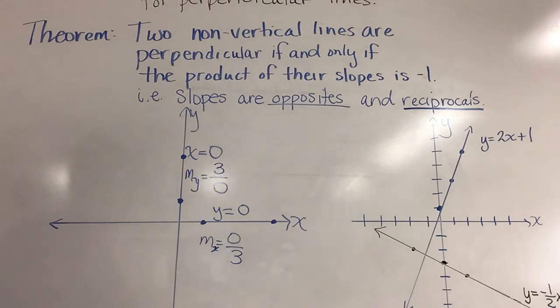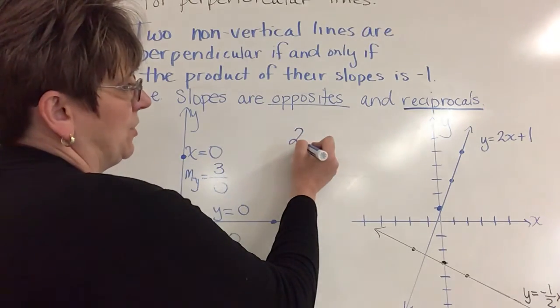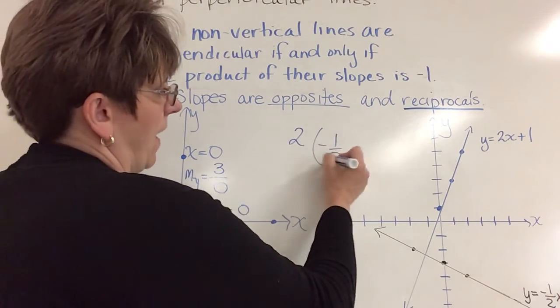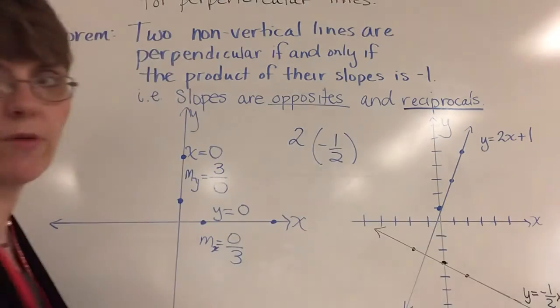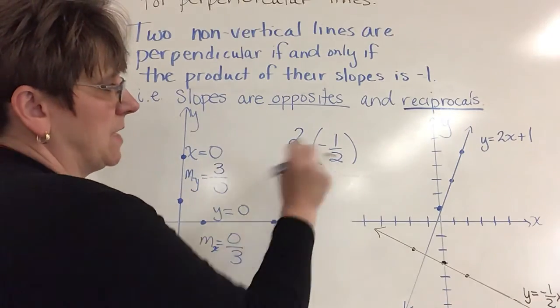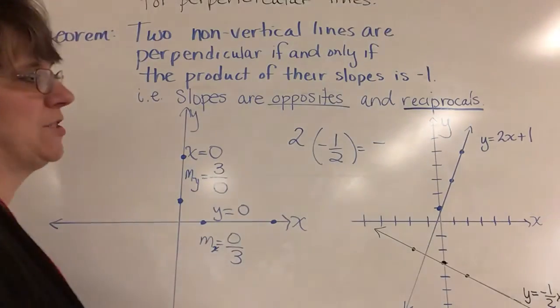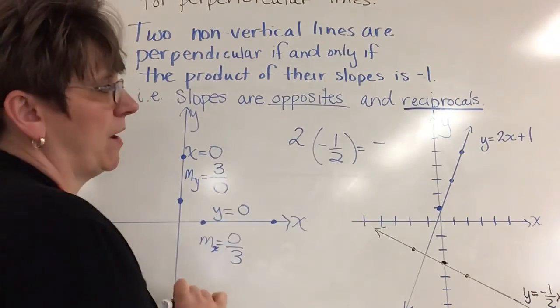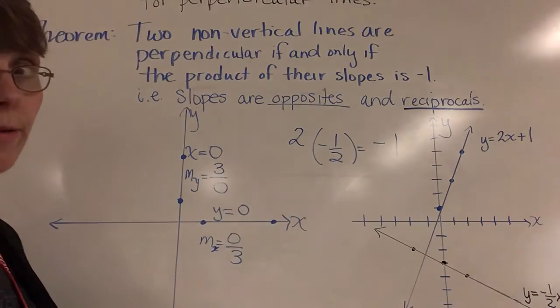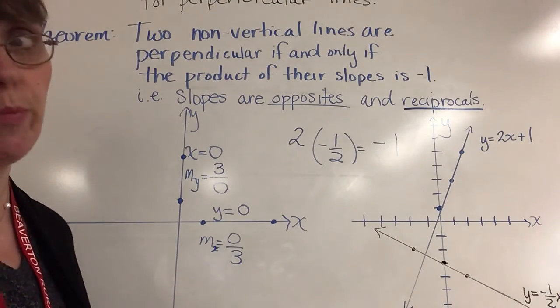In other words, slopes are going to have to be opposites and they're going to have to be reciprocals. The -1 part, watch what happens when I multiply 2 by -1/2. Those were the two slopes from the previous example that I just went through. Positive times a negative is going to be a negative. 1/2 multiplied by 2, these 2's will simplify to 1's and I'm going to be left with -1. So that will happen every time with the slopes of perpendicular lines.